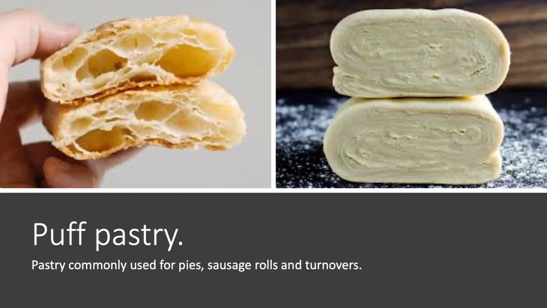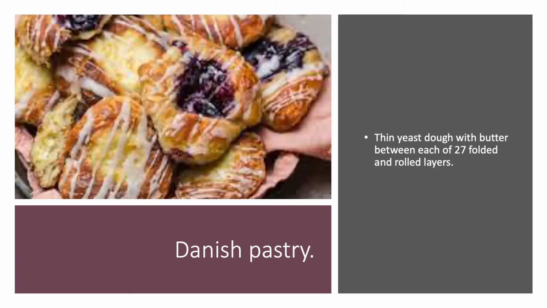Puff pastry. You can see there the aeration inside the puff pastry, similar to the croissant dough. The difference is with the croissant pastry, we add yeast into the dough. This one gets used for pies and sausage rolls, maybe turnovers. Danish pastry, again, thin yeast dough, similar to the croissant dough, except it's got egg yolks in it.